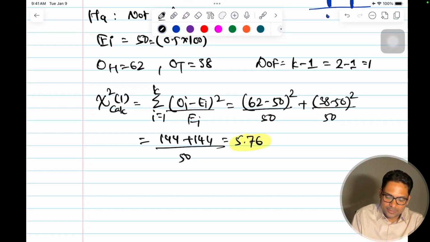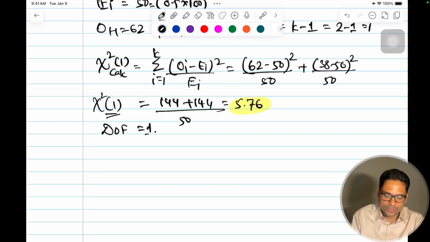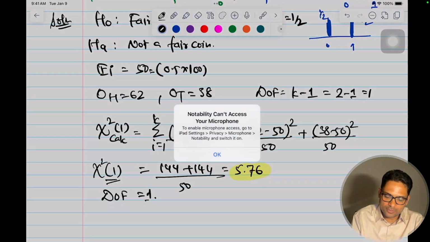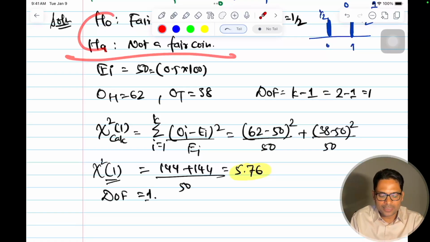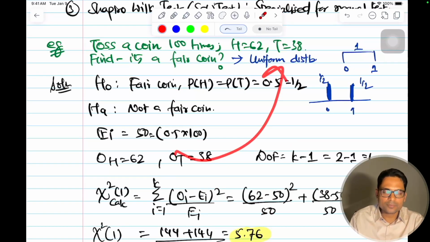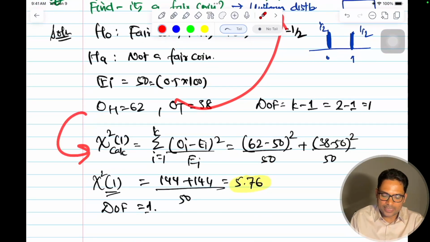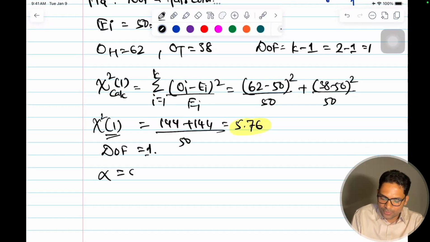So this is your test statistic, 5.76, and degrees of freedom is equal to 1. What we have done is that we have our null and alternate hypotheses, and we decided that we'll go with the chi-square test because it is a goodness of fit test, and then we found the test statistic value. The next thing we need is the alpha. So let's say alpha is equal to 5% or 0.05, that's my significance value.